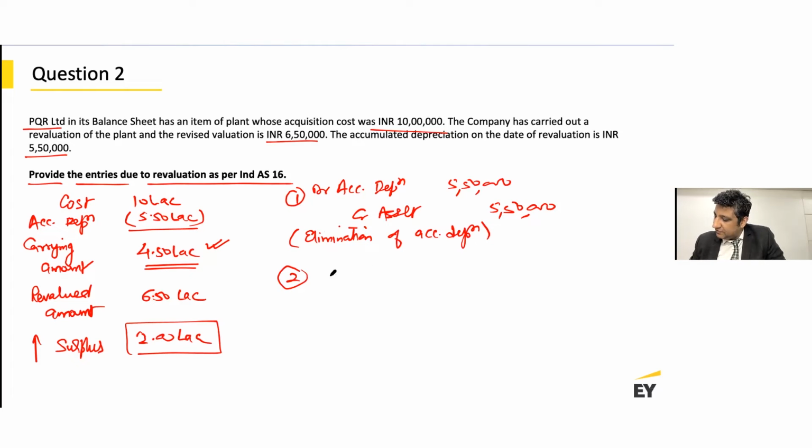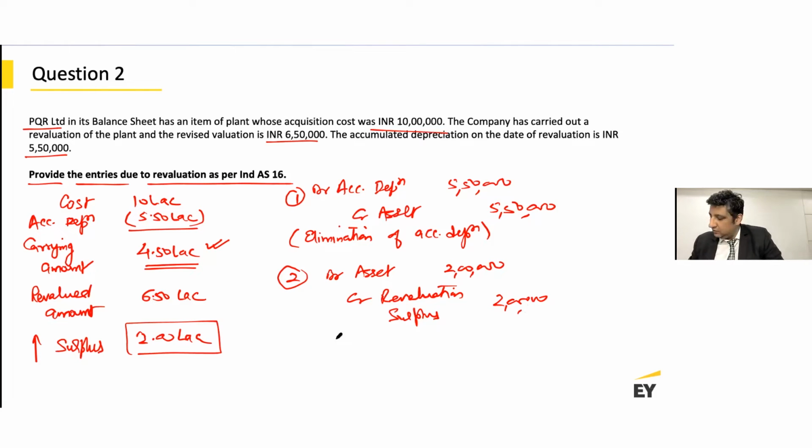The other entry is, of course, creation of the revaluation surplus, which means that I will debit my asset 2 lakh rupees and credit revaluation reserve or revaluation surplus to the extent of 2 lakh rupees, where we say revaluation of the asset. Of course, in our example, it's a plant, so we can use that as a more logical reference in terms of explaining the entries there.